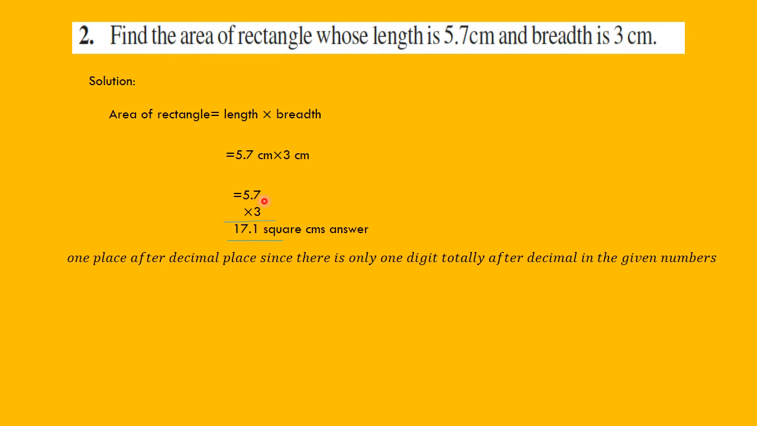So what we have to do? Totally we have only one digit after the decimal place. So you will leave one digit and put a decimal place. Leave one digit, put a decimal place. So after the decimal we should have only one digit, because in the product we have only one digit. Okay. So we will leave one digit and put it over there.